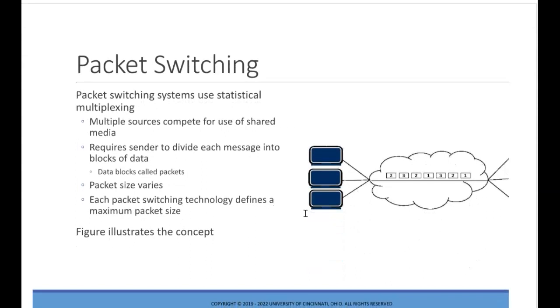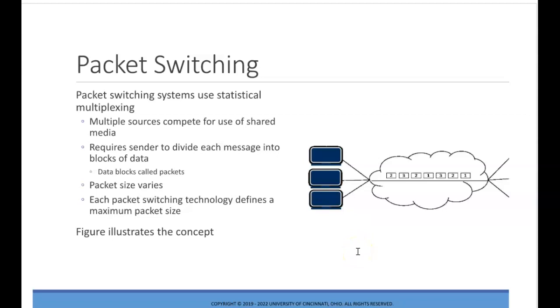Let's talk about packet switching. The main alternative to circuit switching is packet switching, and packet switching forms the basis for the Internet. Note that in packet switching technologies, all users have shared resources. Multiple sources compete for the use of shared media, so a packet switching system uses statistical multiplexing when transporting packets across the network. This figure illustrates the concept.